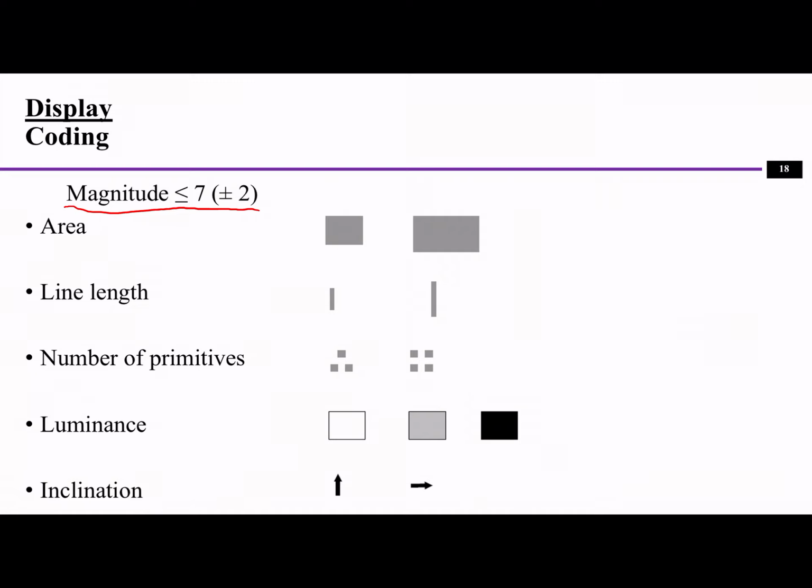Some of the coding can be area coding, a bigger area versus a smaller area, or line length, a shorter line versus a longer line, and also the number of primitives, that's 3 versus 4 or more, and also luminance. These are clear contrasts of luminance as coding, or inclination with different directions. So these all can be different coding methods.